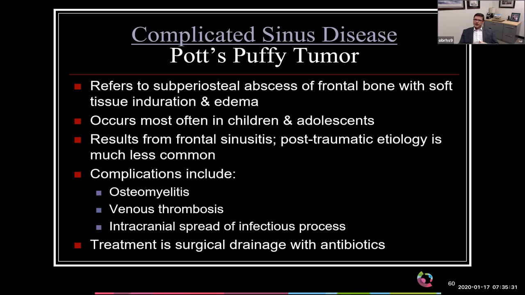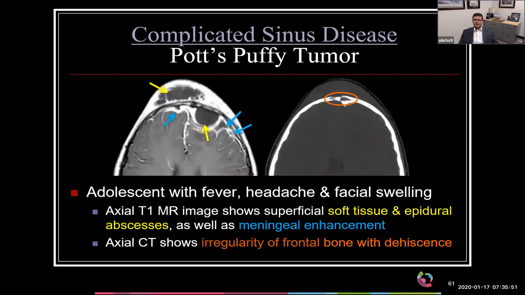So this occurs in children and adolescents because their venous structures allow for transvenous spread of sinus disease into the prefrontal soft tissues. And then most importantly, what we need to worry about is, is there intracranial extension? So the treatment is going to be antibiotics and then surgical drainage of any localized collections or abscesses.